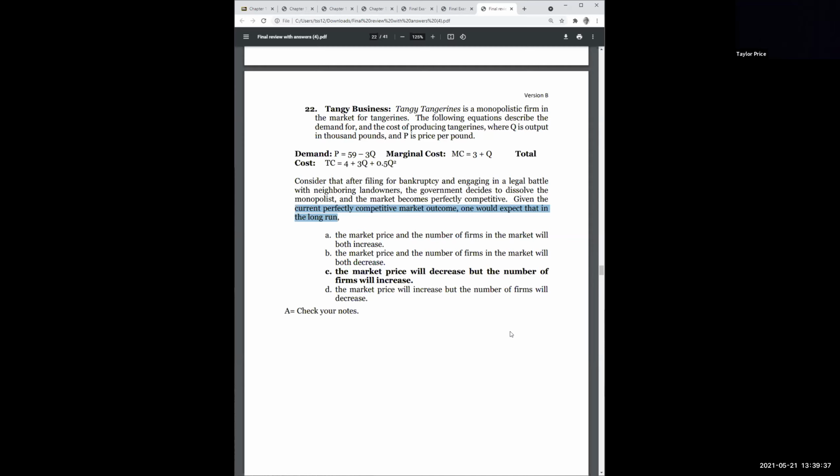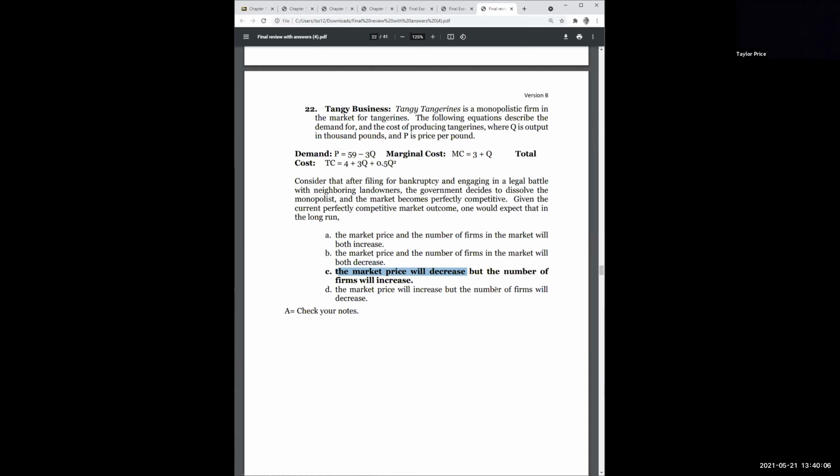So the price that consumers are being charged in the market is too high, because for monopolistically competitive firms and monopoly firms, we know that they charge a price above marginal cost. So the first piece of that you'll know is that you want to make sure that any answer you choose, the market price will decrease. So you can eliminate A and you can eliminate D. So now you're between B and C.